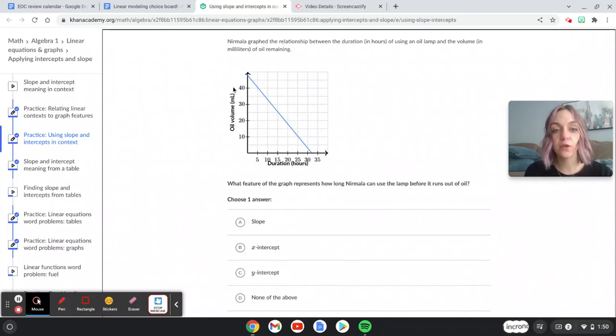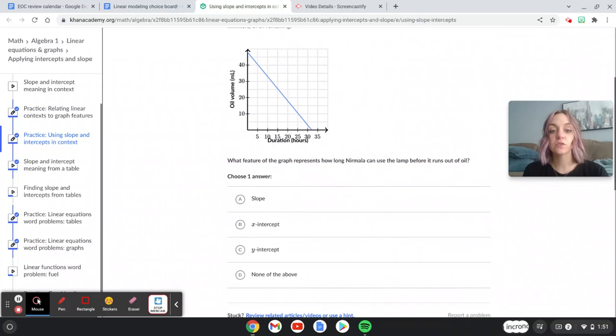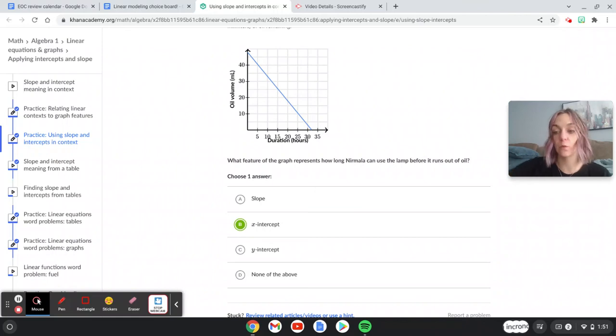Well, I've got oil volume here on my y-axis, and I have duration, which is in hours, on my x-axis. Now what I want to do is see, when is oil volume going to be 0? It starts up here, and then it starts going down, down, down. It's decreasing as time goes on until it finally hits the x-axis, which is where there's 0 oil left. So my answer is going to be the x-intercept, because that's when y is 0, telling me that I have 0 milliliters of oil remaining.